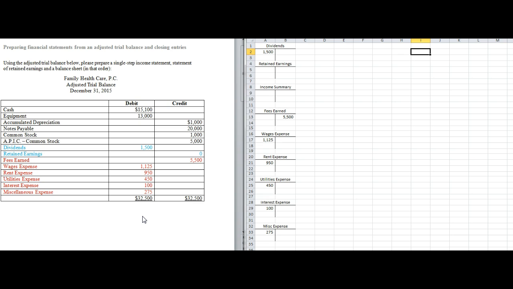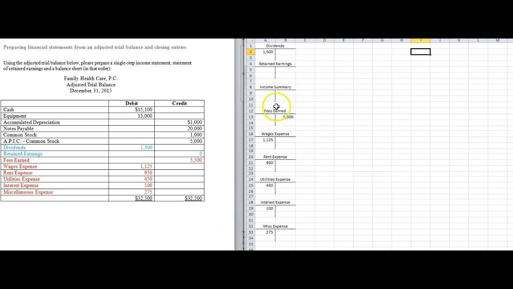Or another way to think about it is that these are big buckets to capture information, and we have to empty those buckets out every year and start capturing the New Year's information. Another way to look at it is retained earnings at the beginning plus net income minus dividends gives us retained earnings at the end, and that's exactly what we're about to do in this step of the accounting cycle.